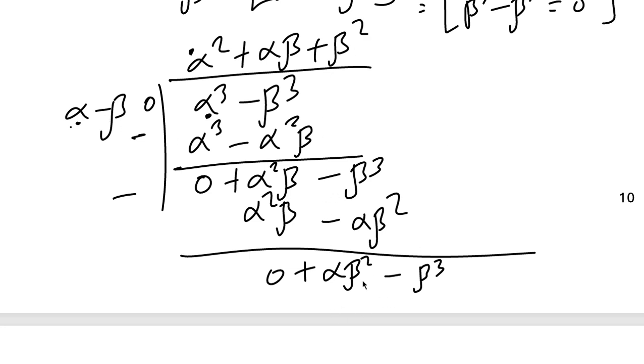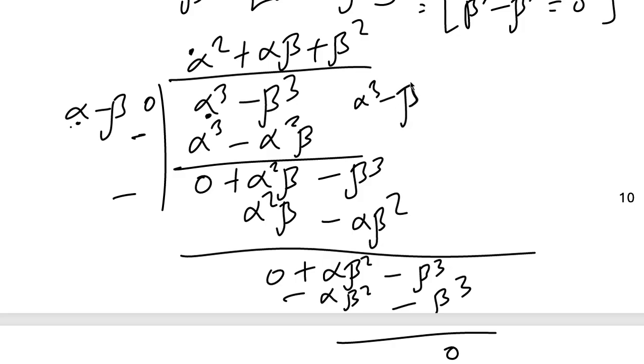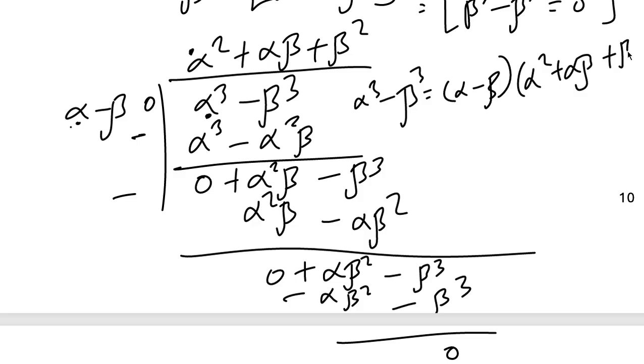And then on multiplying, it will be alpha beta squared minus beta cubed. And then if you subtract again, you find out that the remainder is 0. So that explains why alpha cubed minus beta cubed is equal to alpha minus beta into alpha squared plus alpha beta plus beta squared.